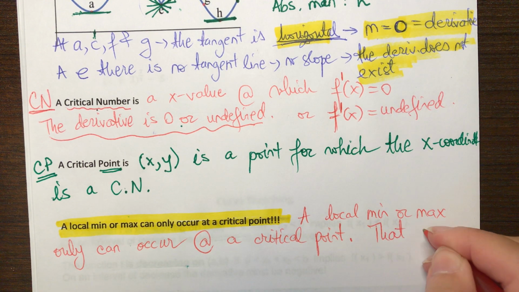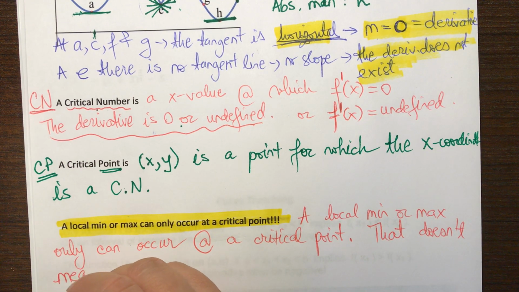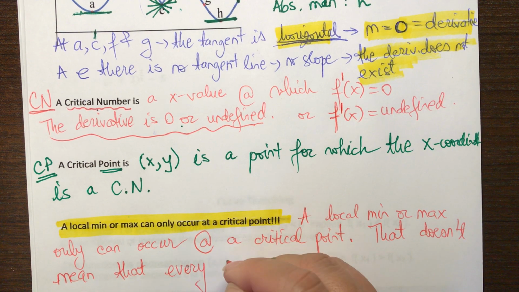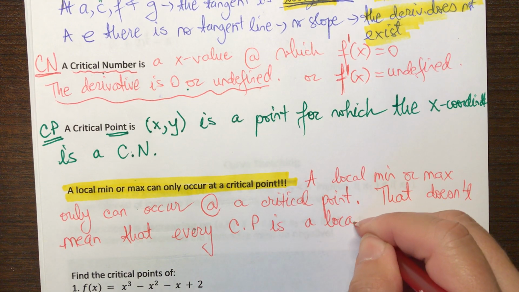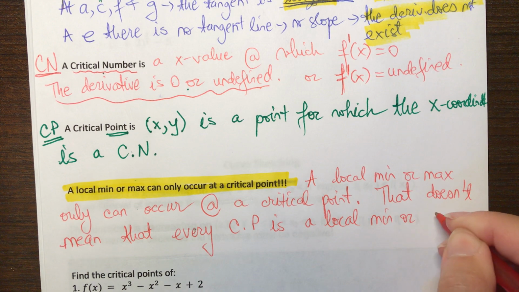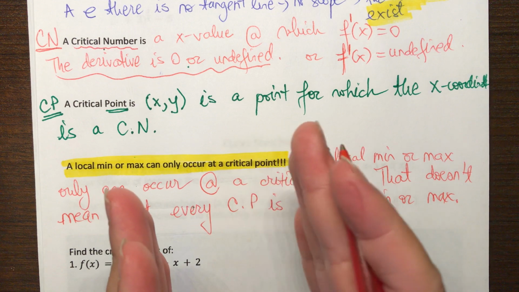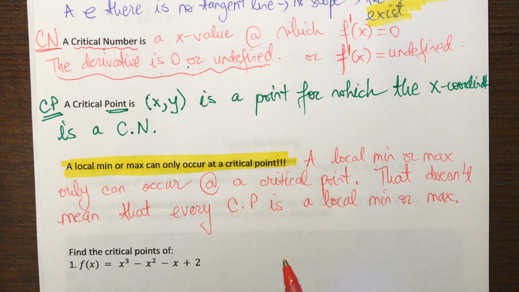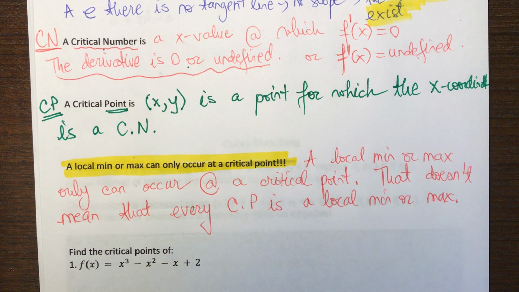That doesn't mean that every critical point is a local min or max. So that's where you found them among. So you're going to make a list of possible critical points, but it doesn't mean that all critical points turn into a min or a max. And we're going to see those examples. When does that happen? Where you found a critical point, but it's not in fact a min or a max.